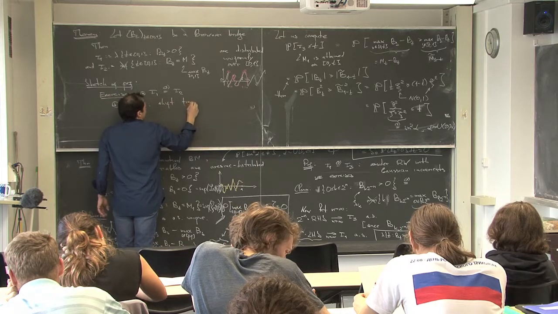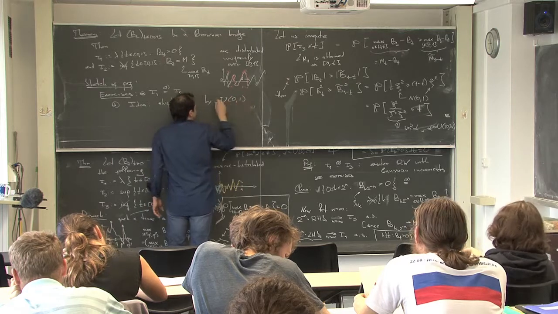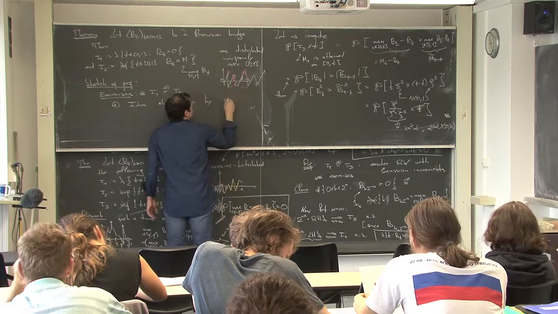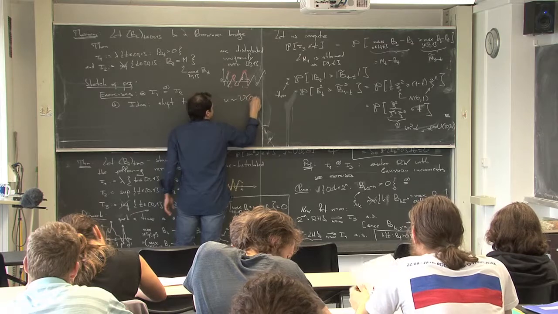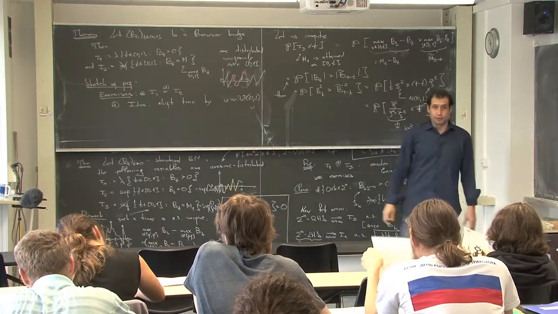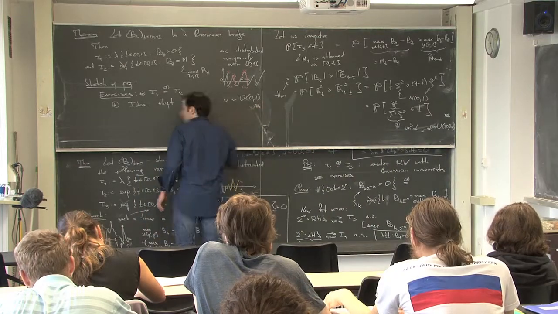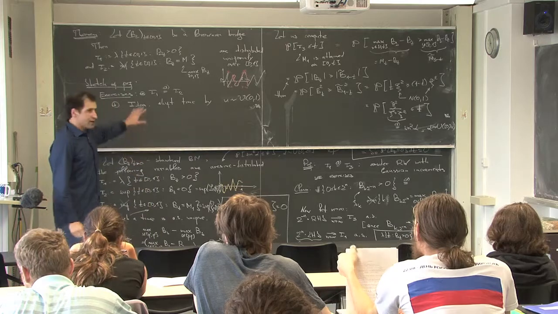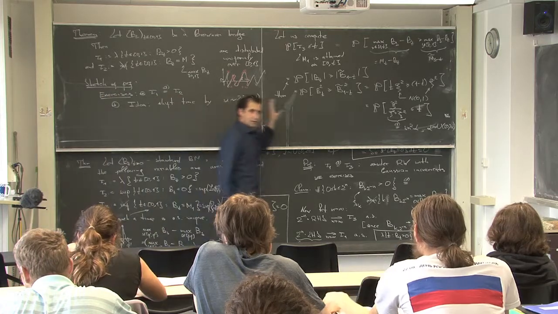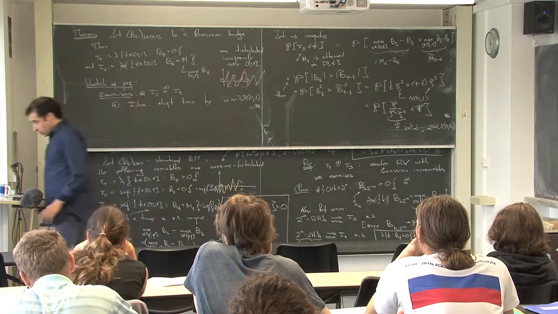Shift time by some random uniformly distributed variable u. Is it understandable what I explained? Good.